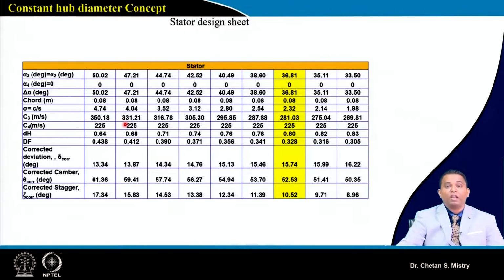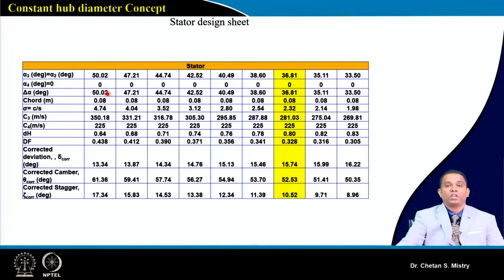Now for the stator, if we are getting numbers that are different, say my delta alpha number is coming very high near the hub region, maybe that may give you an indication that you need to change your loading accordingly so that you will not have this great turning. So always keep an eye on this when you are doing your design.